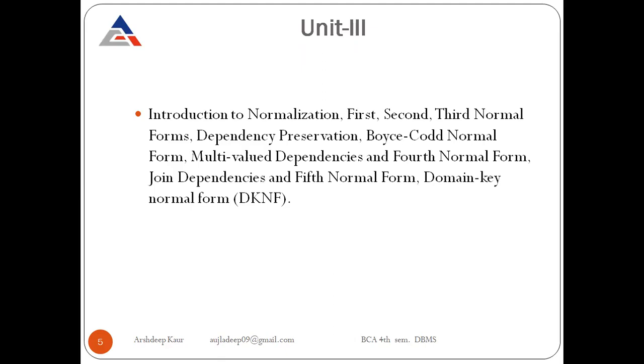So we have our first normal form, we have a second normal form, third normal form, and next we have a Boyce-Codd normal form that is known as BCNF. Multi-value dependencies we have to discuss, then fourth normal form, then we have a fifth normal form, then we have a DKNF, domain key normal form. So all these normal forms we have to study in the topic normalization.